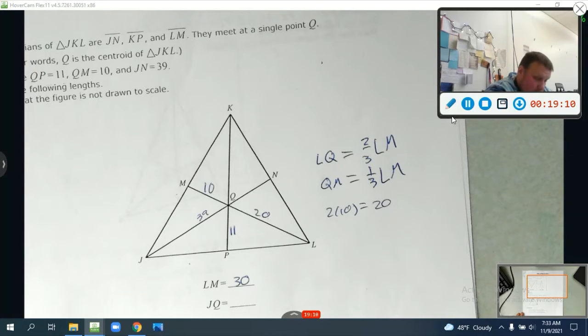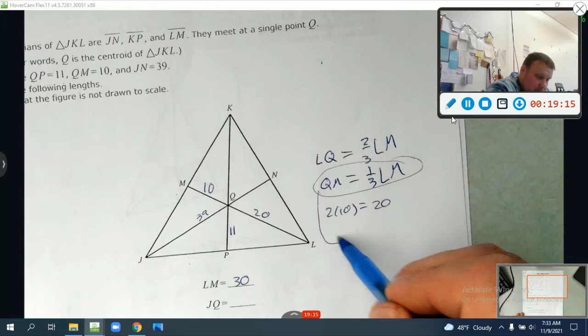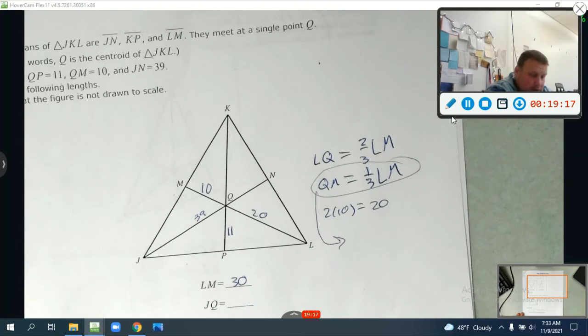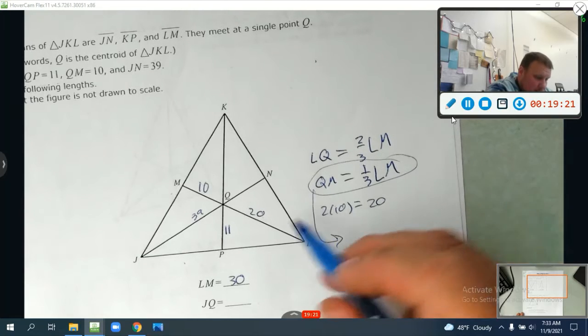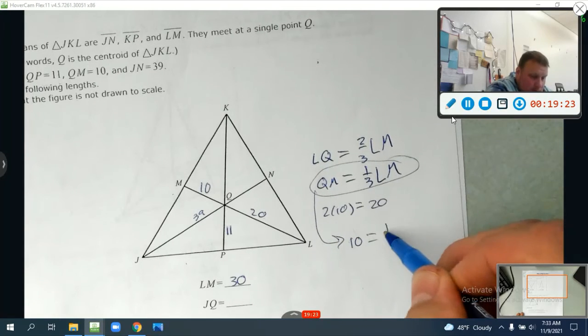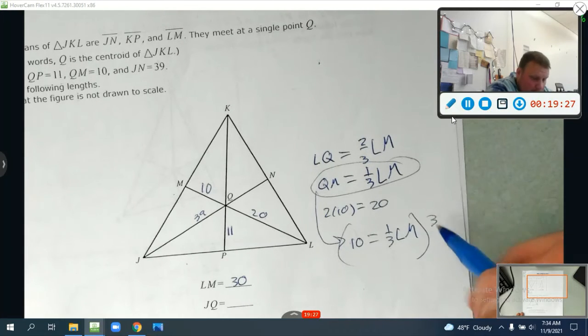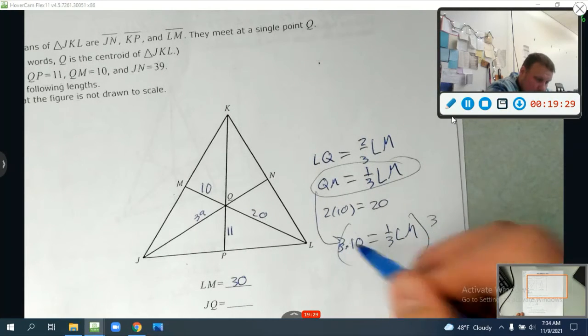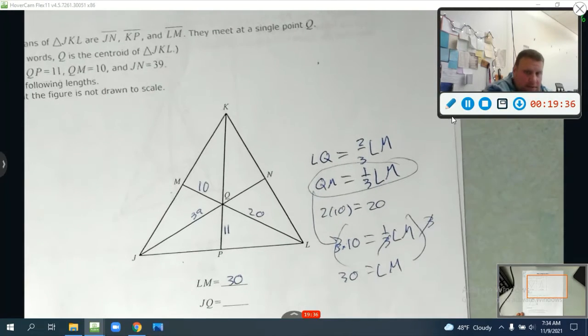Or I could have just come down here and used this. Just for those of you looking for different ways to look at this, if that is 1/3 of LM, then I know QM is 10, so 10 equals 1/3 LM. Multiply both sides by 3, and I get 30 equals LM. Same answer. Everybody see that? Okay?